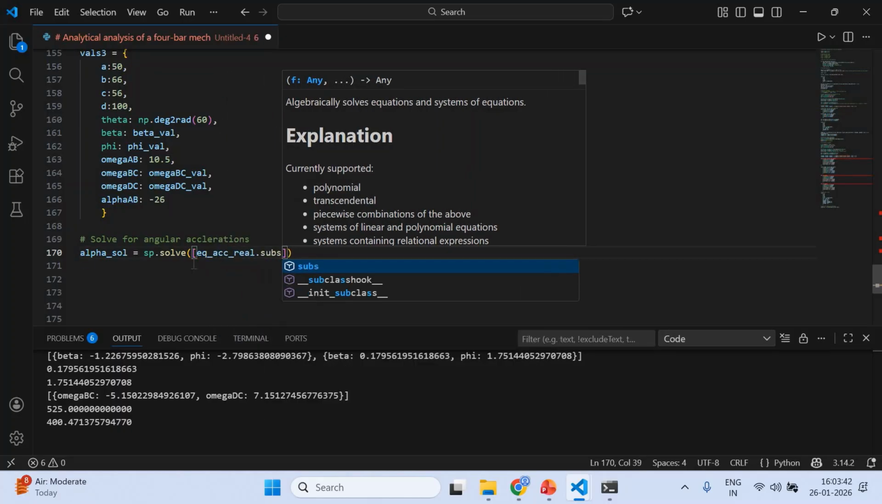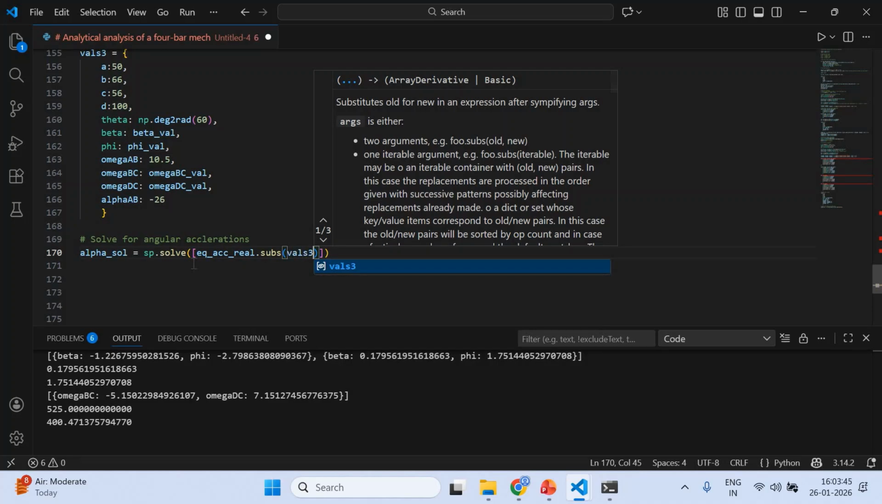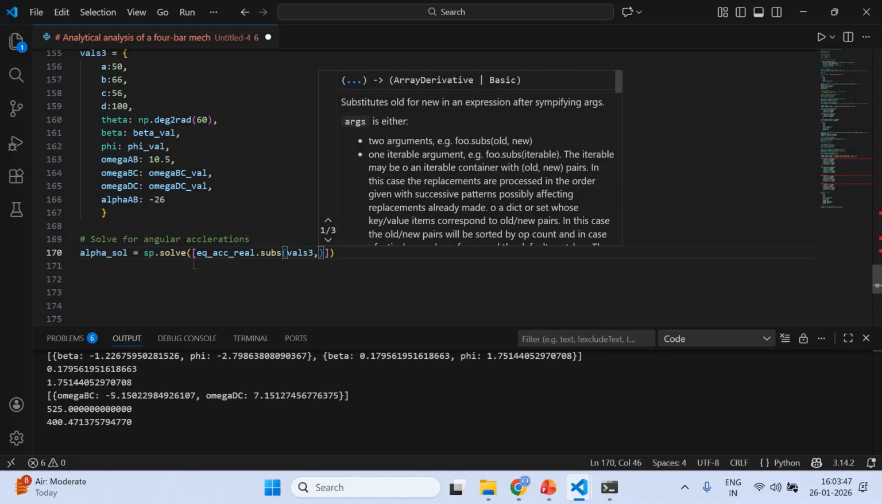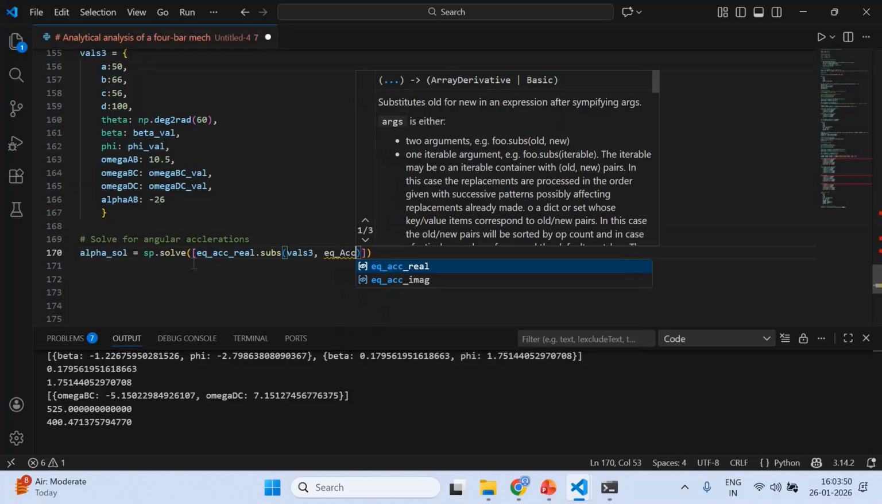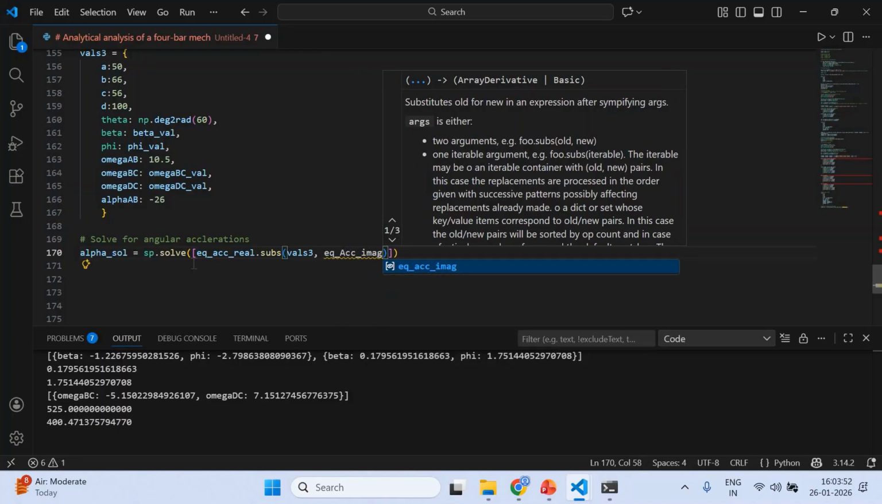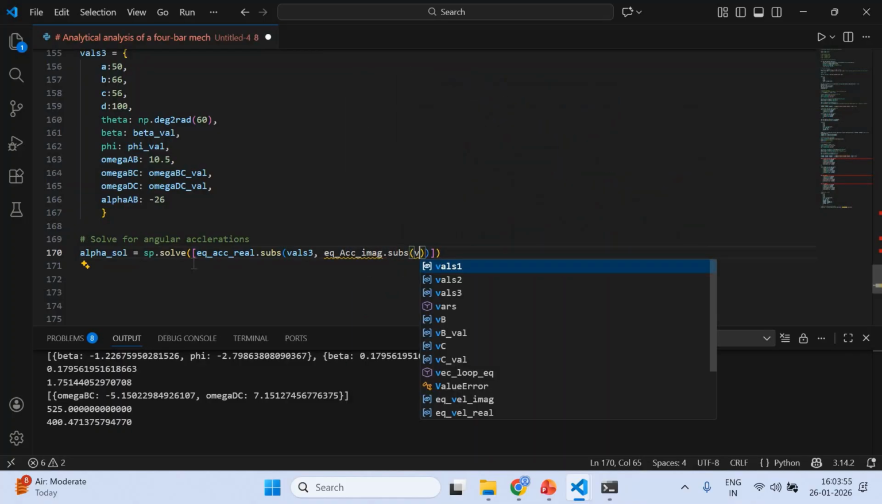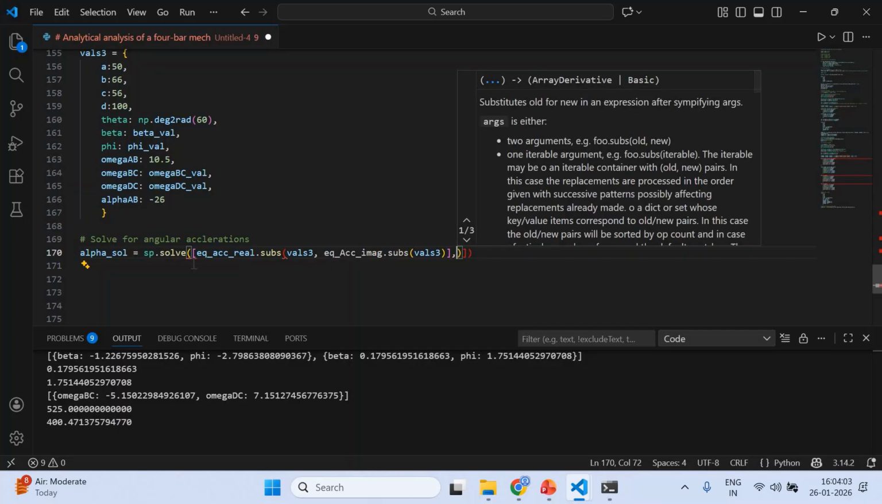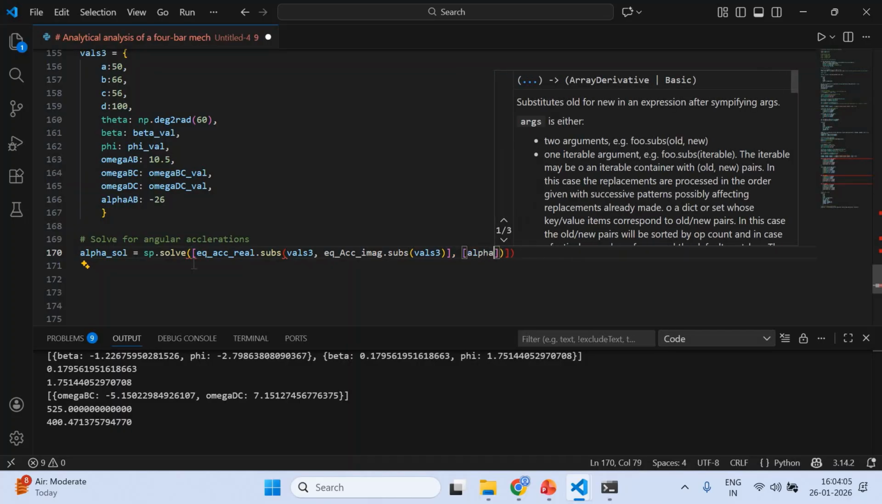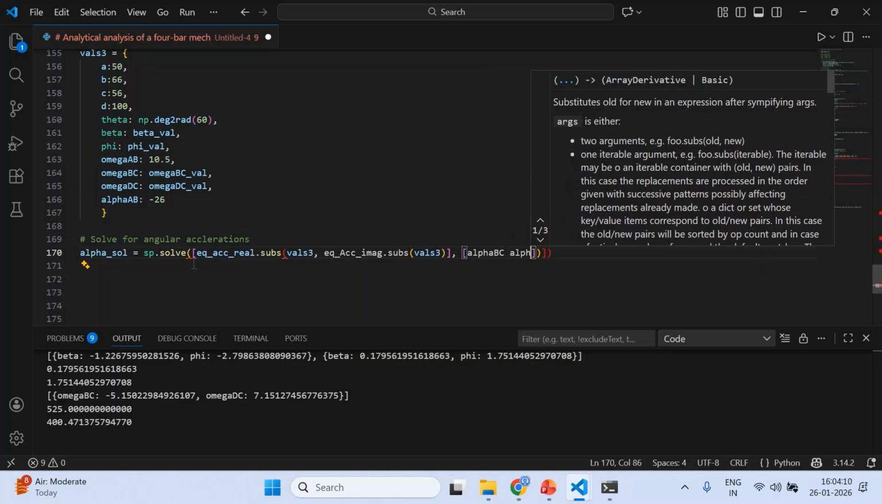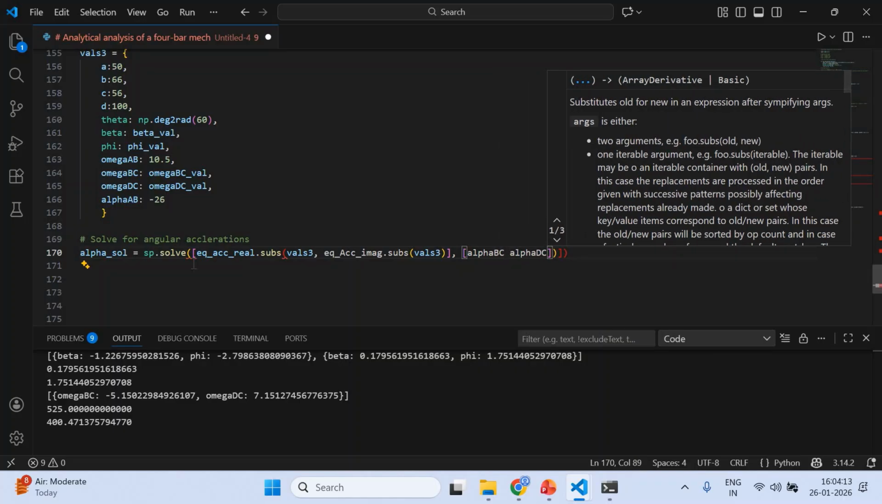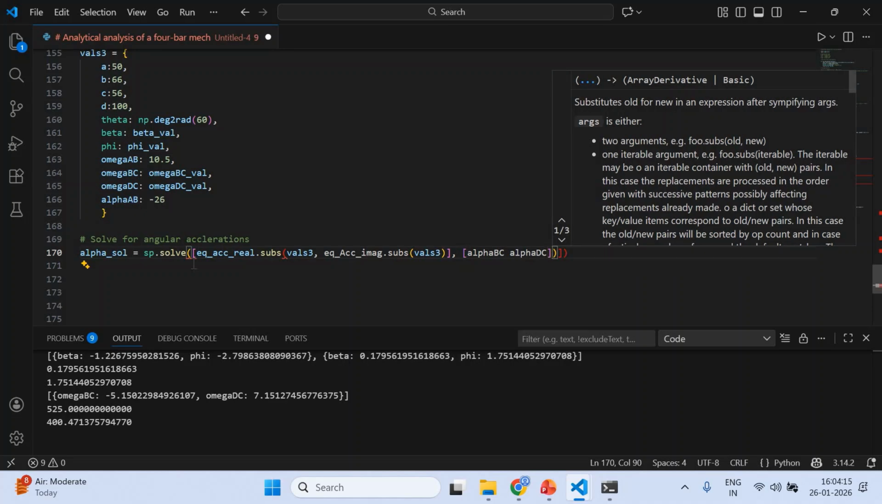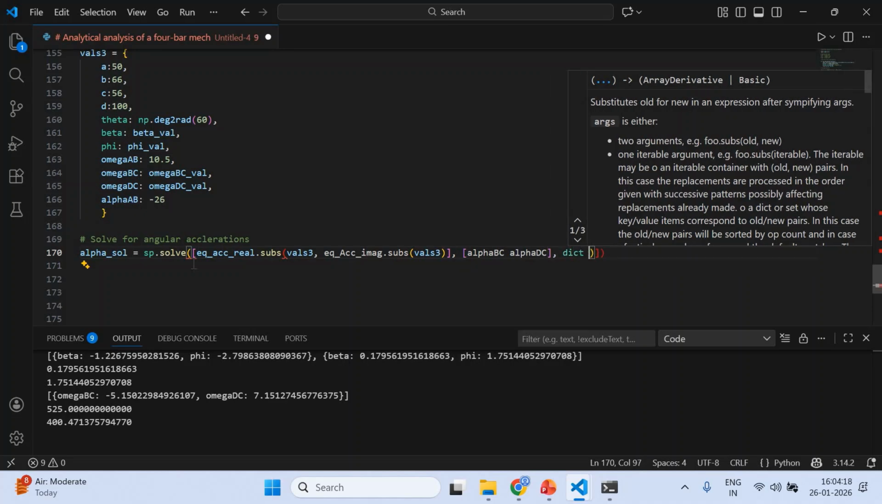Now we will substitute Wells 3. Now here this is comma. Then again we have equation underscore acceleration underscore imaginary. And then we will substitute Wells 3, right? Then the bracket will be closed, and then finally we are solving for alpha BC and alpha DC. So we will need to specify what we are solving for. So alpha BC, alpha DC, and again the bracket closed, and then finally dict equal to true.